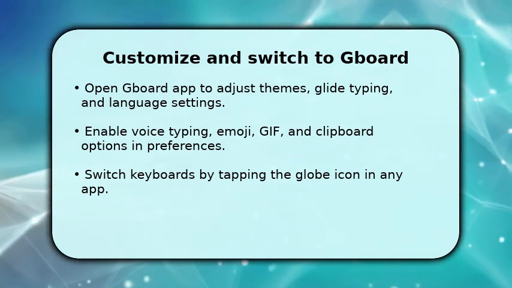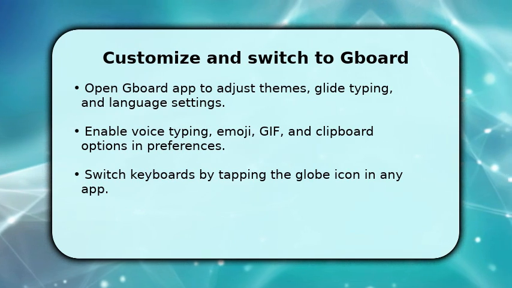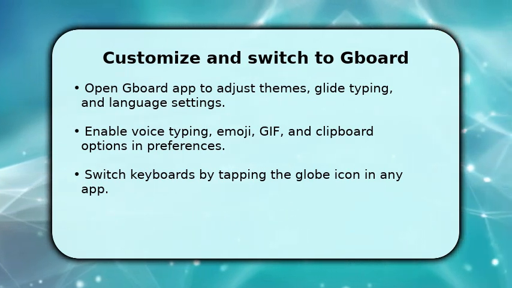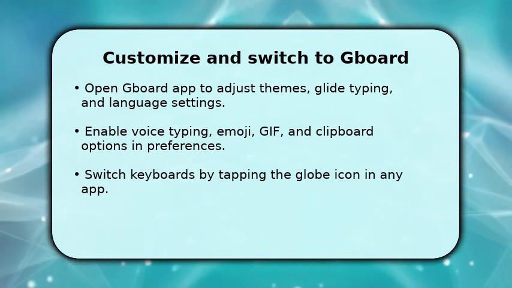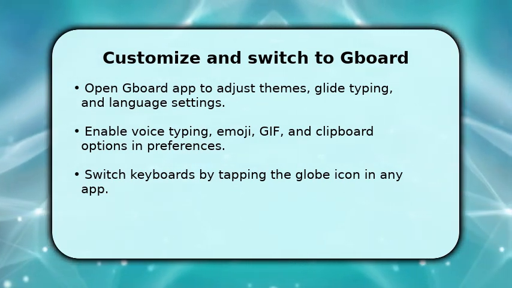Then make sure you know how to switch. In Messages or Mail, tap the globe icon to cycle keyboards until Gboard appears. Once active, try glide typing and the integrated search to confirm settings work smoothly.